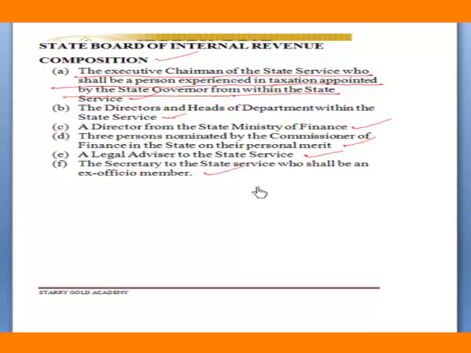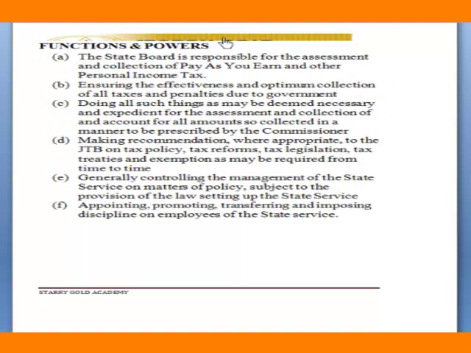This is the composition of the State Board of Internal Revenue, and we move forward to look at their powers and functions. What are the powers and functions of this board at the state level? Here we are. 1. The State Board is responsible for the assessment and collection of pay-as-you-earn and other personal income tax. Yes, it is at the state level that pay as you earn, that's the deduction made from employee salary, is paid. So that is it.